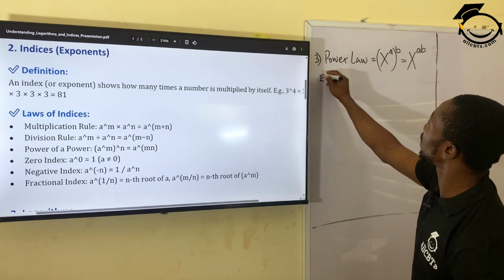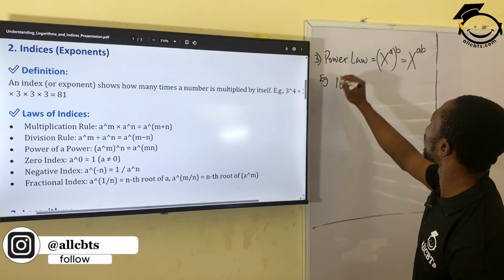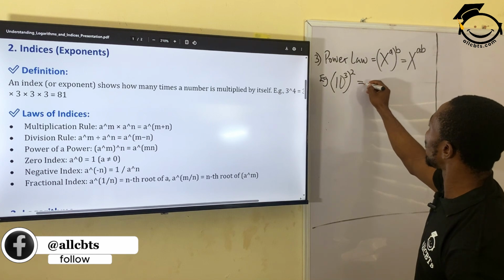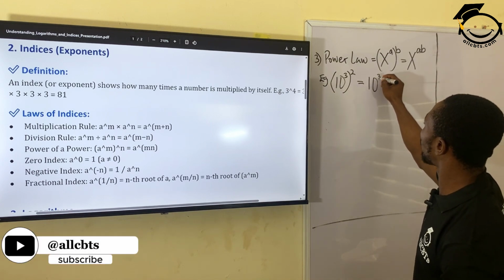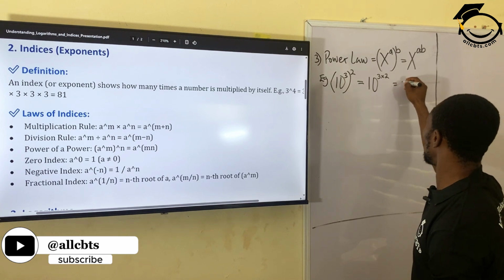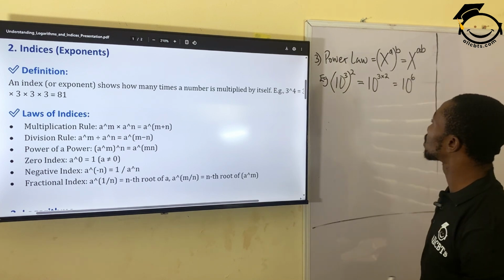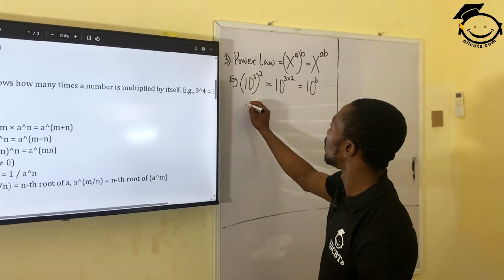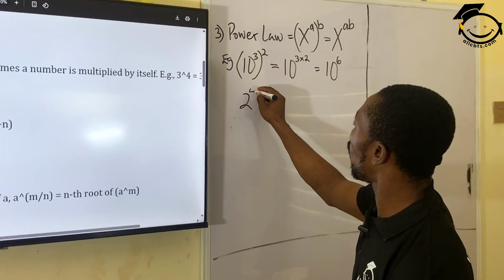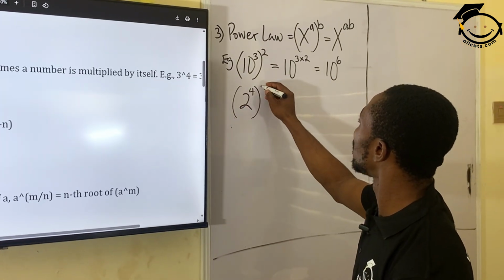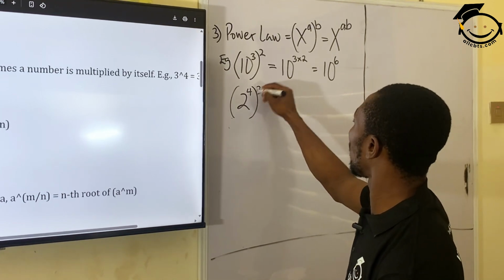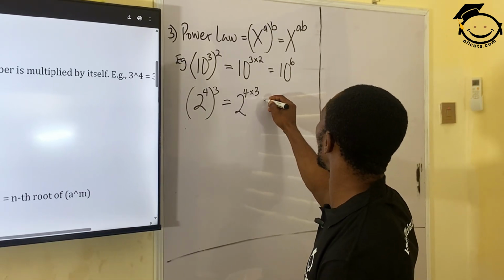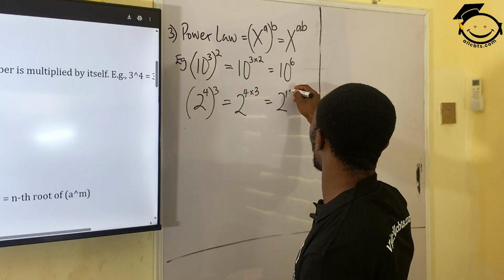An example of this is if we have 10 raised to the power 3, all raised to the power 2. This simply means that this is 10 raised to the power 3 times 2, which is 10 raised to the power 6. Another example we could use here is if we have 2 raised to the power 4, all raised to the power 3. This becomes 2 raised to the power 4 times 3, which is 2 raised to the power 12.